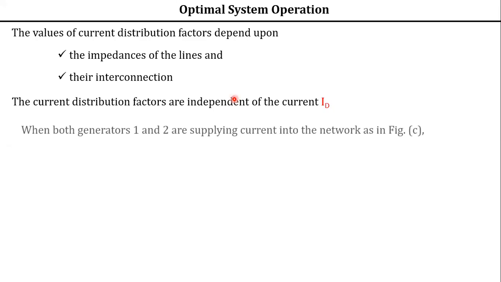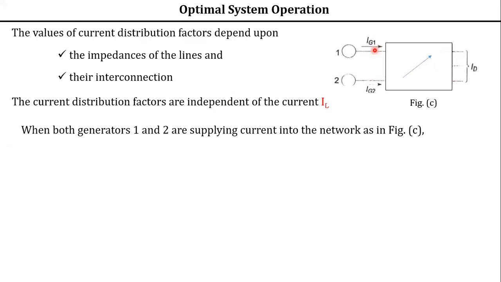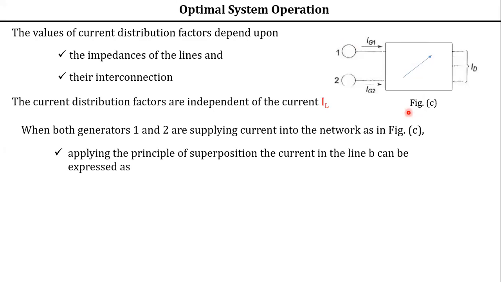With these three points, let us now see the third case, when both plants P1 and P2 are supplying the total load current ID. Now you see both the switches are closed, so both are supplying the total load current ID. The current supplied by one is IG1 and the corresponding current is IG2. Here we consider one branch, and the current through it will be IP. When both plants are supplying, you apply the superposition principle.